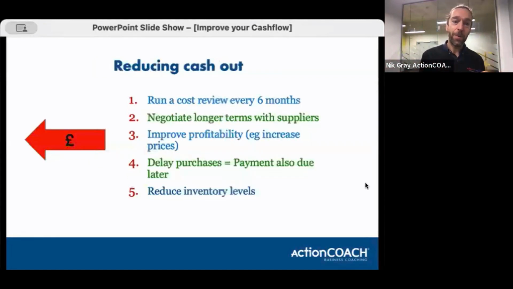What about reducing the cash out? So let's just have a look at some of these. Running a cost review every 6 months. For any big costs that we've got, we want to be having a review of those regularly. But how can we negotiate with the suppliers to get those costs coming down? So anything that's increased, dig deeper and find out the reason why it's gone up. Exert some pressure to keep those total costs down.